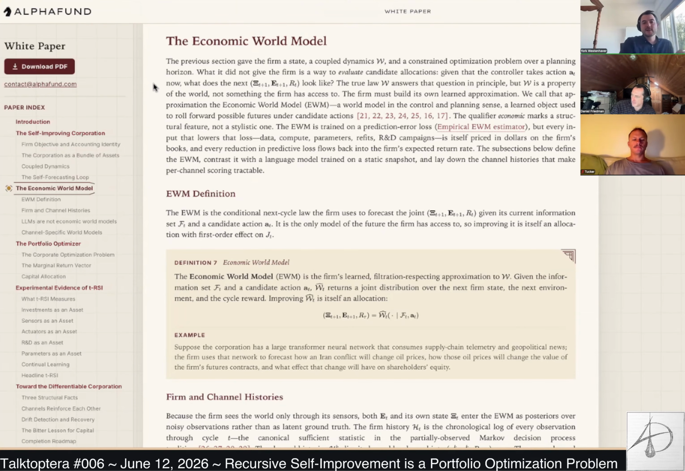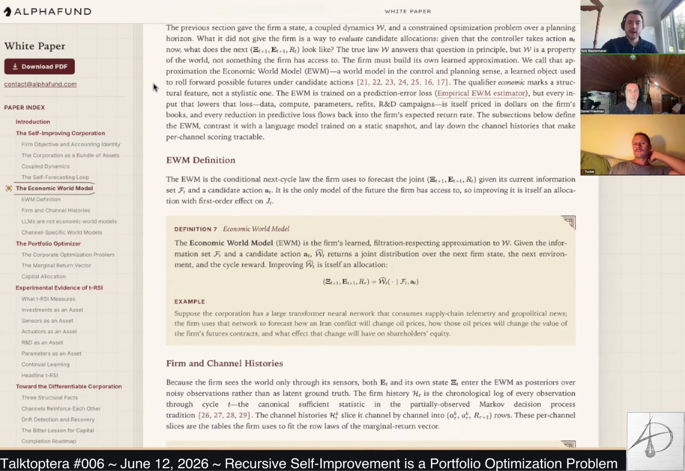So in practice, this could be two separate neural networks. It might not even be neural networks. You could have a variety of different ways to model it. But this joint economic world model is what I think is the central object that a recursively self-improving quant fund will have. It's an object that allows you to eventually run Monte Carlo rollouts and make predictions about what the future state of the corporation and the environment is going to look like.